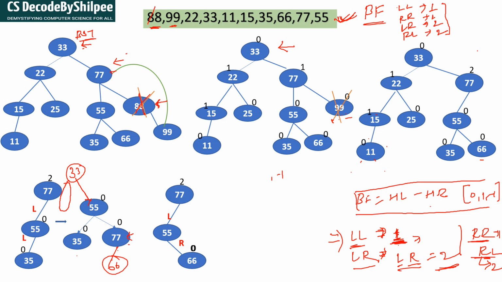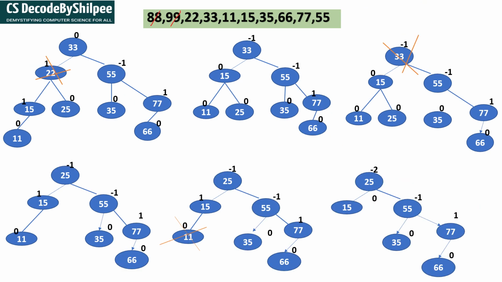After this addition, you will get the new tree, and that tree will be this one. After performing the rotation, you will get this tree, right? So far you have deleted 88, 99, and after the 99 deletion, your tree violated the property. Then you performed rotation. Now I am going to delete 22.